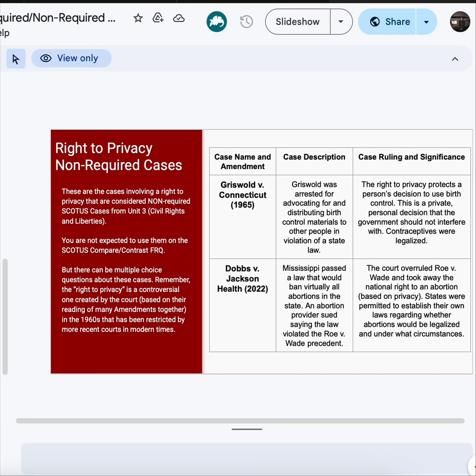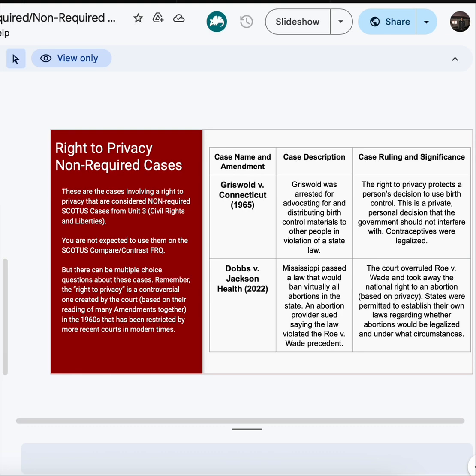And then we have the next one, which is Griswold v. Connecticut. So for this one, it was a case in 1965. The principle of this would be 14th Amendment, due process clause, and implied right to privacy, right? So the case summary of this would be Griswold was arrested for providing birth control information and materials to married couples, which violated a Connecticut law banning contraceptives.